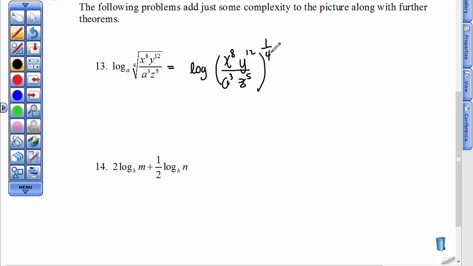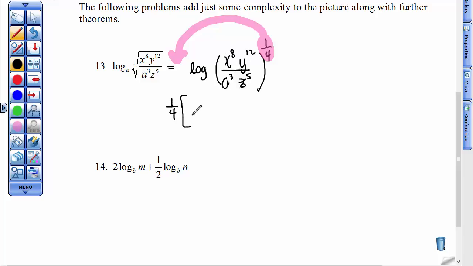If you wanted, I want you to know, I'm not going to do it this way, but if you wanted, you could raise this power to this power. So 8 times 1/4 would be a 2. 12 times 1/4 would be a 3. 3 times 1/4 would be 3/4. And 5 times 1/4 would be 5/4. Instead, again, I can't say one way is better than the other. Instead, I'm going to bring that down in front. And I'm going to write this as 1/4 times, so all of this.